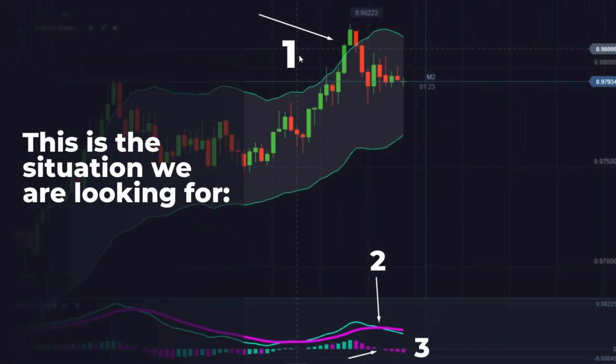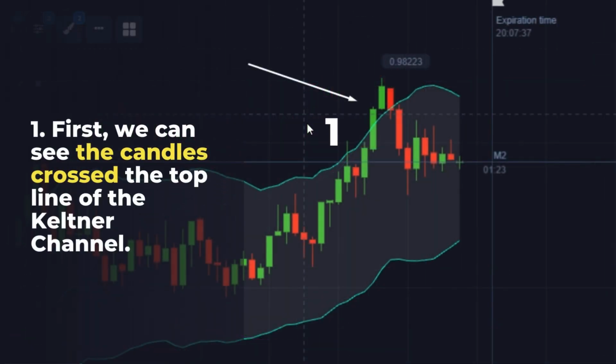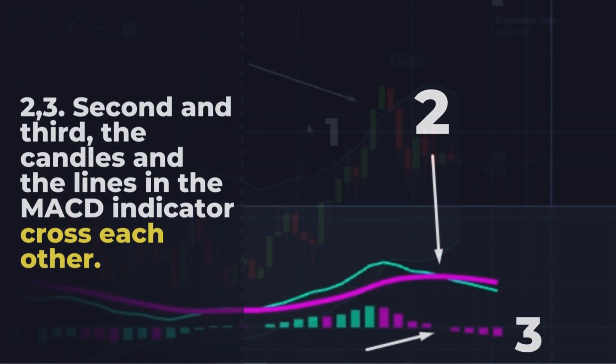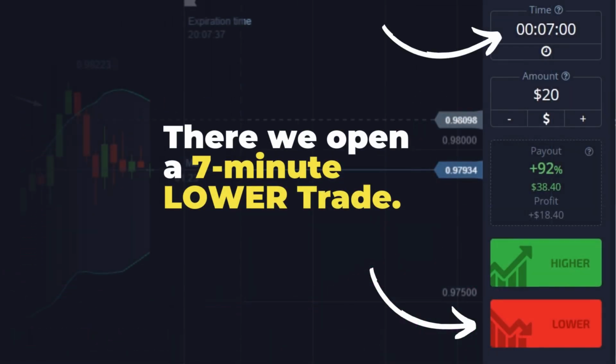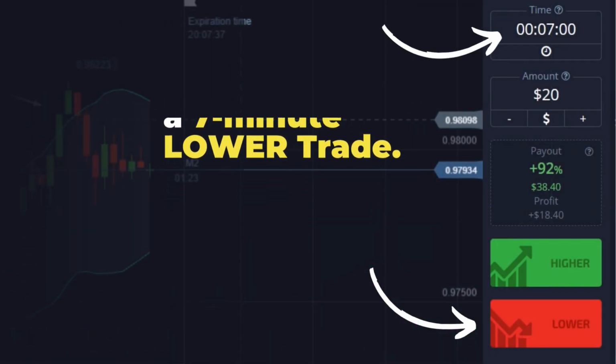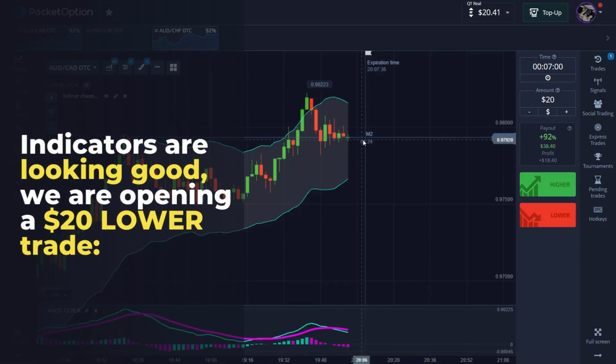This is the situation we are looking for. First, we can see the candles cross the top line of the Keltner channel. Second and third, the candles and the lines in the MACD indicator cross each other. There we open a 7-minute lower trade. Indicators are looking good, we are opening a $20 lower trade.